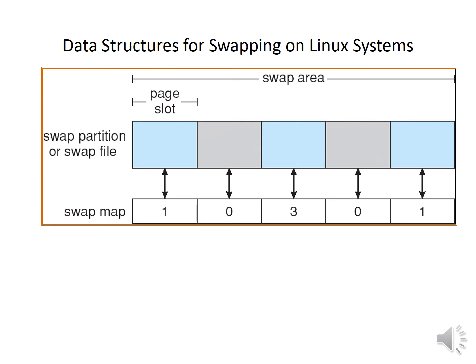Data structures for swapping on Linux systems. The swap map is shown with its counters. The swap area is shown: the swap partition or swap file, inside which are the pages, and within that the slot is given.